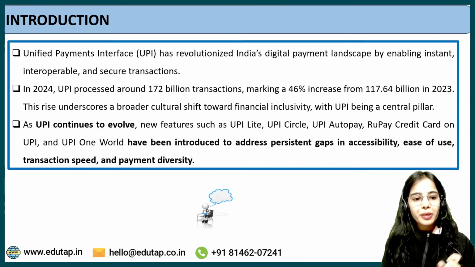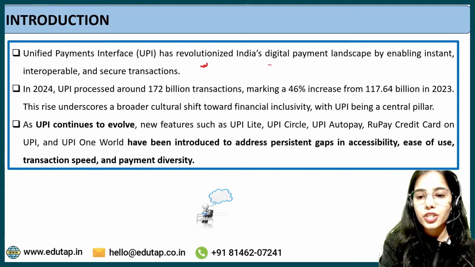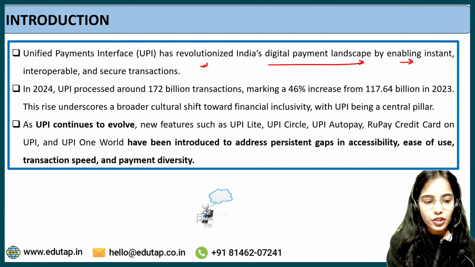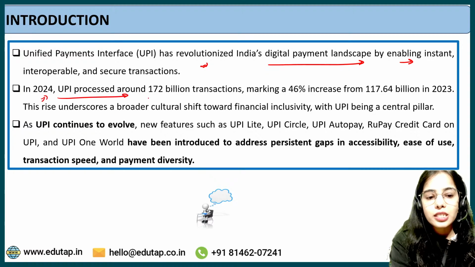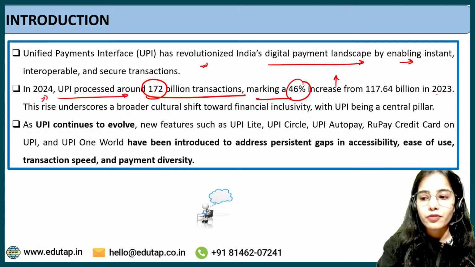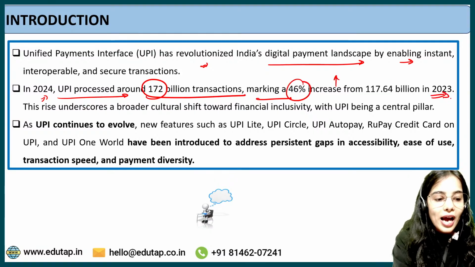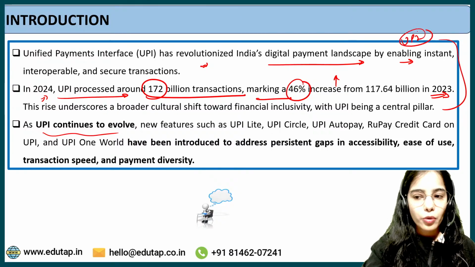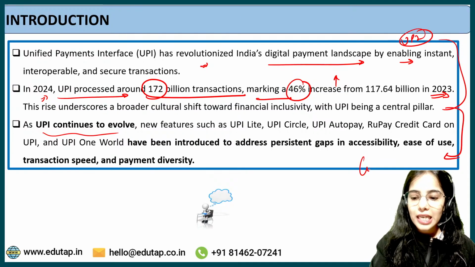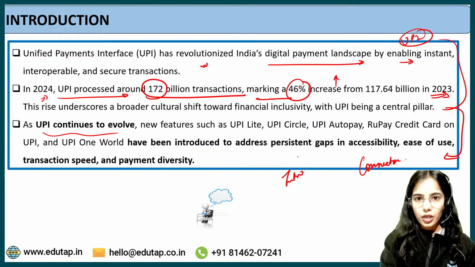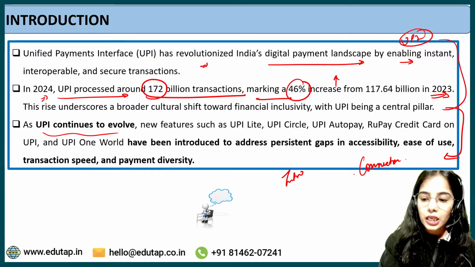UPI has revolutionized India's digital payment landscape by enabling instant, interoperable and secure transactions. In 2024, UPI processed around 172 billion transactions, marking a 46% increase from 2023. Now, as UPI continues to evolve, we have given a basic idea about UPI, and then always have a connector line in your introduction. So this is the introduction. You have to start from the introduction.